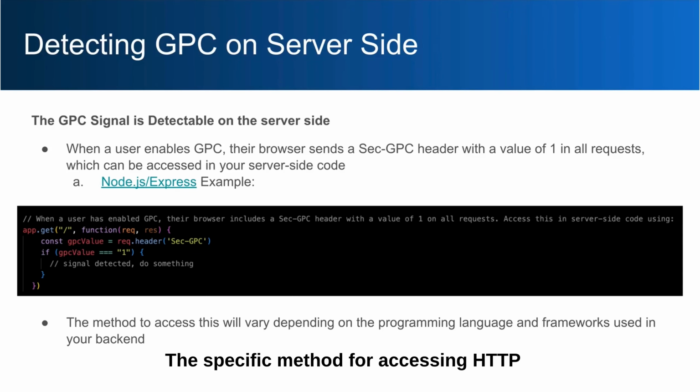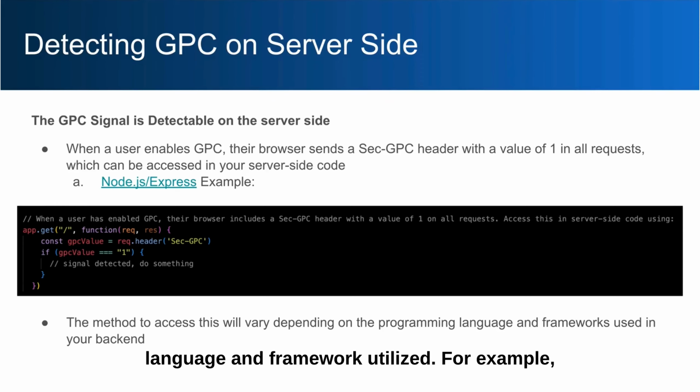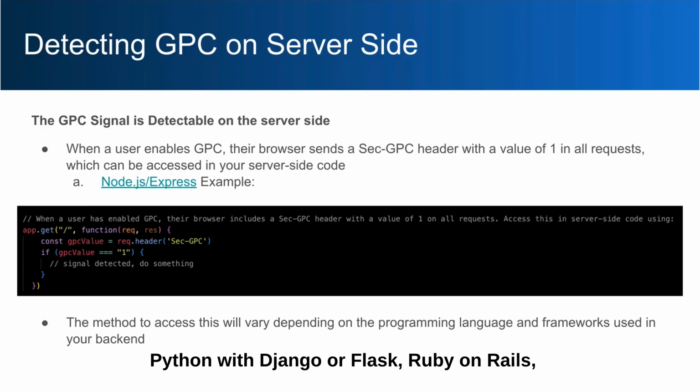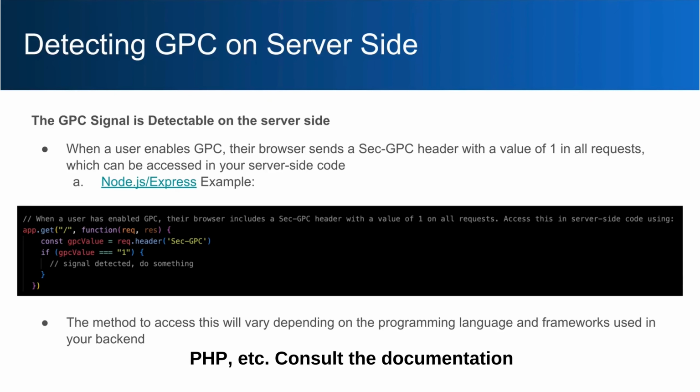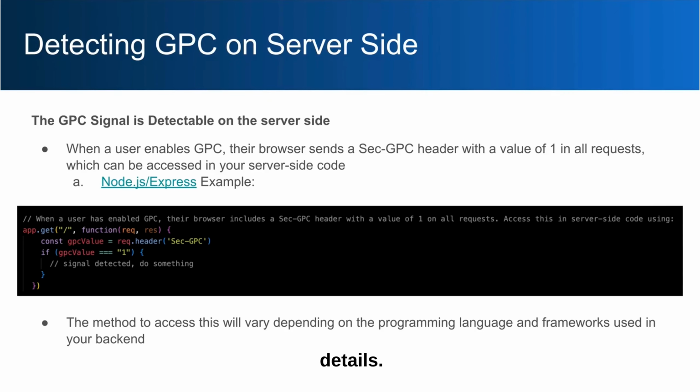The specific method for accessing HTTP headers will vary depending on the backend programming language and framework utilized. For example, Python with Django or Flask, Ruby on Rails, PHP, etc. Consult the documentation for your specific framework for the appropriate implementation details.